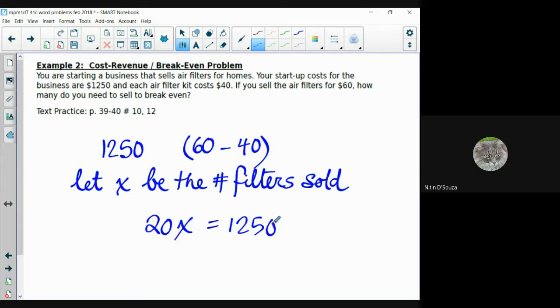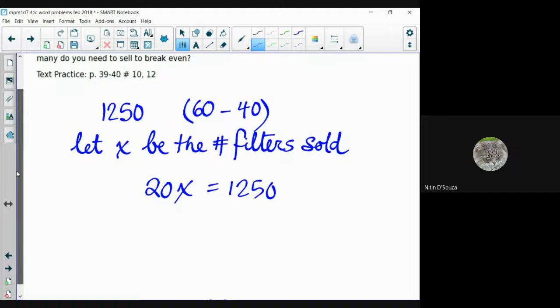What's the thinking? Each kit costs $40. You buy it for $40, you sell it for $60. You're making $20 a kit. In order for you to break even, you have to recover the $1,250 that was your startup costs. So your break-even point is 20X equals $12.50. You divide both sides by 20, and you get X equals 62.5.